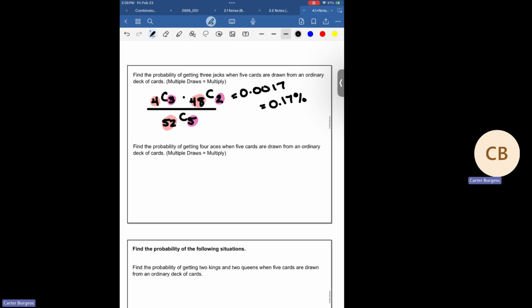You could also enter in what Merrick was saying earlier. If you prefer this, Wesley, you could also do the 52 factorial over the 5 factorial, 47 factorial, and that also would work. Either way you want to do it is fine.